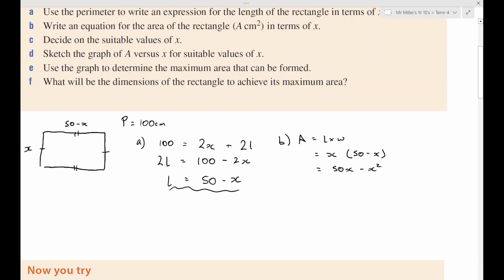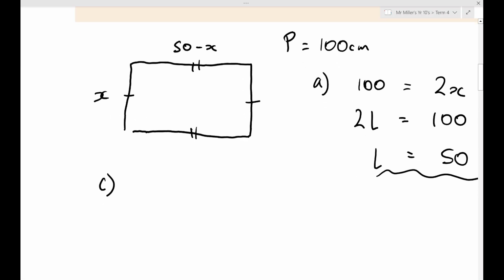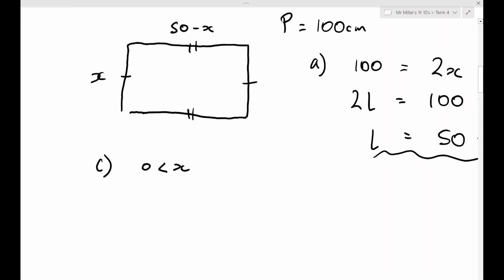C, we'll do C down here. Decide on suitable values of x. So if I'm looking at x in terms of this rectangle, what would be logical and physical values of x? Well, if it's a length, you can't have a length that's less than 0, right? So x is going to have to be greater than 0. That being said, x is the width, 50 take x, the length of the rectangle. That also can't be 0 because it's also a length. So 50 take x must be greater than 0.